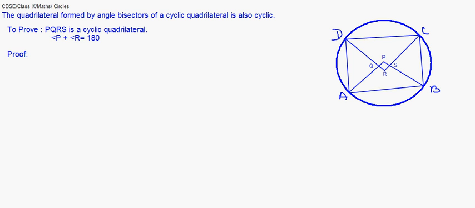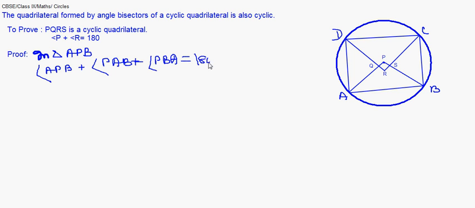Look at the triangle APB. In triangle APB, what can we write? We can write angle APB, this small one, plus angle PAB plus angle PBA is 180. It's the angle sum property.